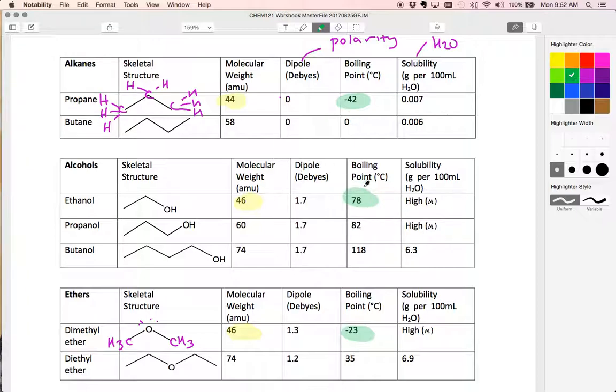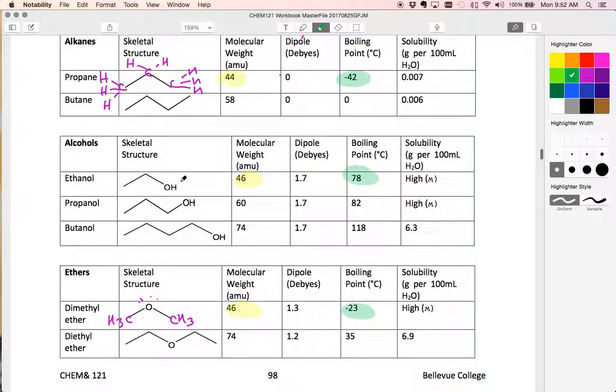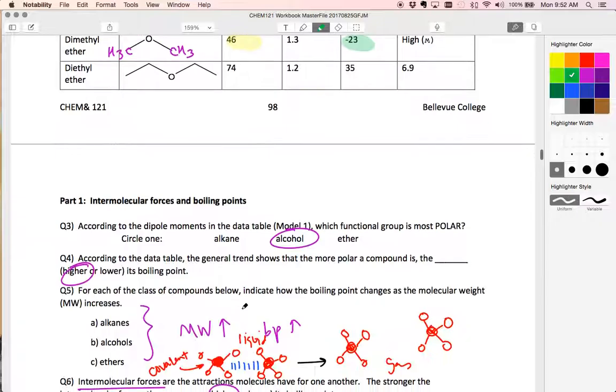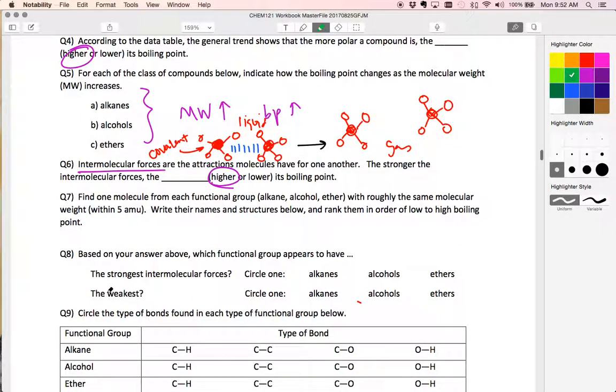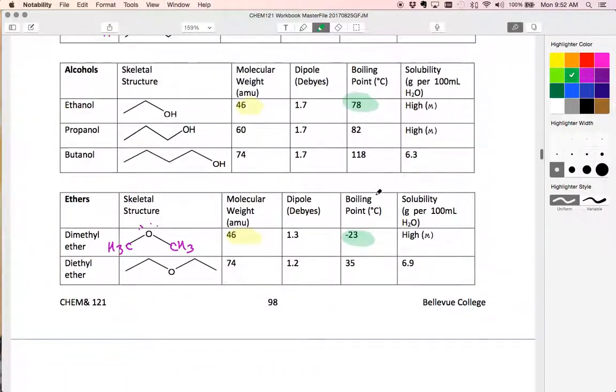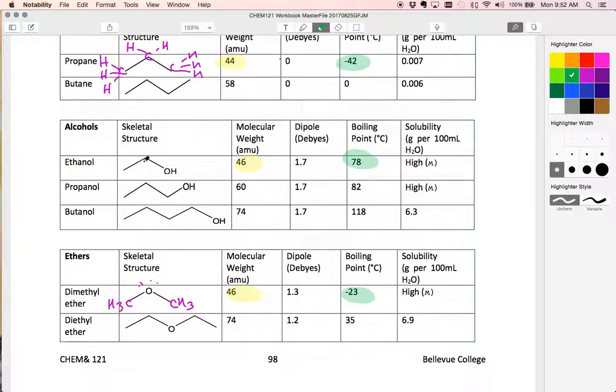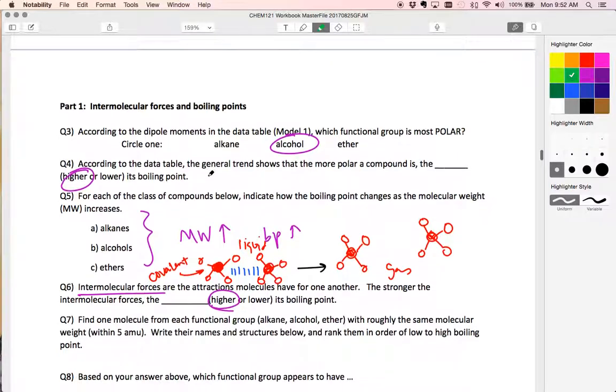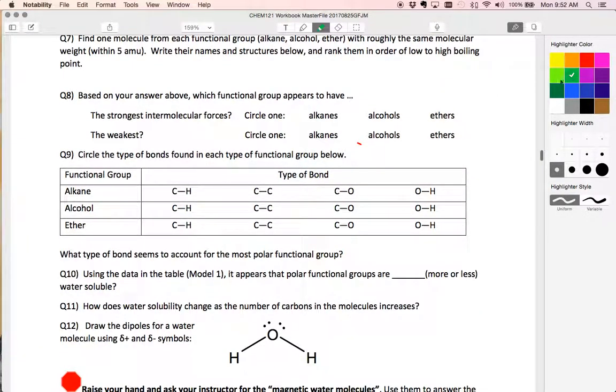So let's see. It's telling me that the alcohols tend to have a higher boiling point than the ethers, which have a higher boiling point than the alkanes. So rather than write that down, I'm going to jump to the next question. Based on your answer above, which functional group appears to have the strongest intermolecular forces? Well, it's the one with the highest boiling point. It's going to take more energy to separate molecules of ethanol than the molecules of the others. So I'm going to say alcohols there.